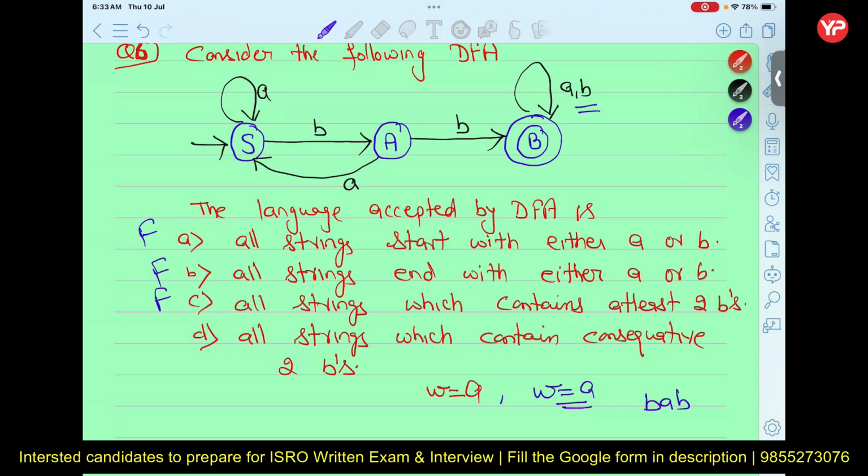What about D? All strings which contain consecutive b's. Yes, that is absolutely true. Why? If you want to reach the final state, anyhow you have to read two b's in a consecutive manner. That's why option D is true.